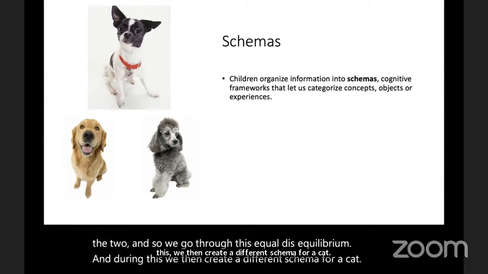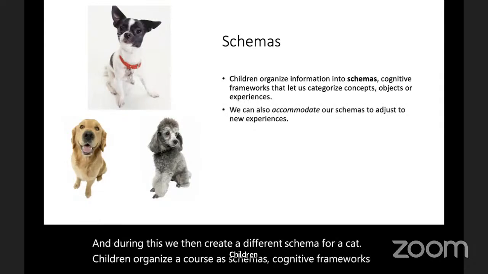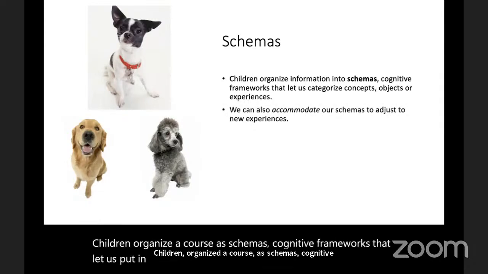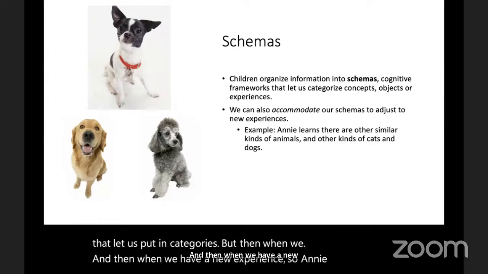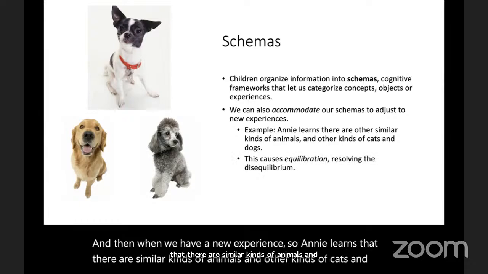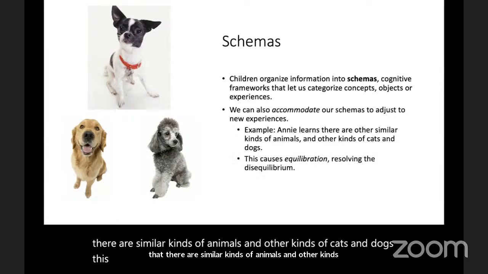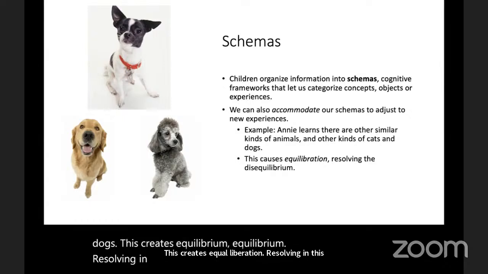Children organize, of course, schemas, cognitive frameworks that let us put things in categories. And then when we have a new experience, Annie learns that there are similar kinds of animals and other kinds of cats and dogs. This creates equilibrium, equilibration, resolving disequilibrium.